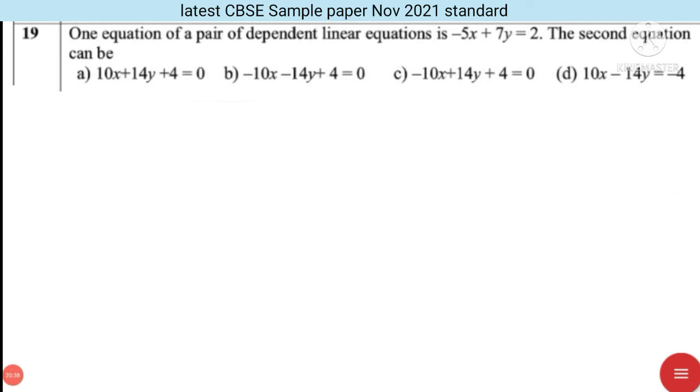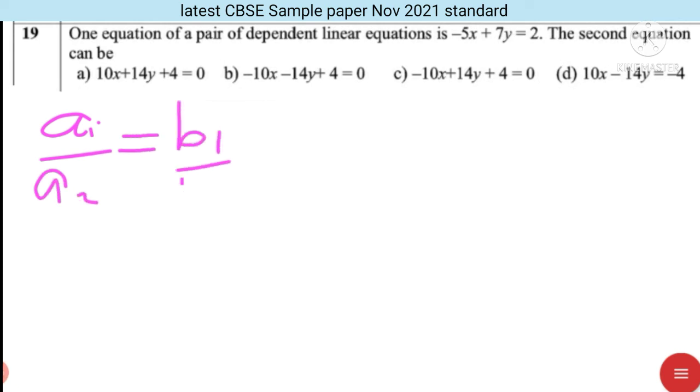One equation is given and we have to find a dependent linear equation. A1 over A2 should be equal to B1 over B2 should be equal to C1 over C2. For this we have to check each and every option. Students, I have done this in my assignment of MCQs. Such a question is there which I have taken up from exemplar, and you can see in the CBSE sample paper there are many questions from exemplar. So let us check the options one by one.